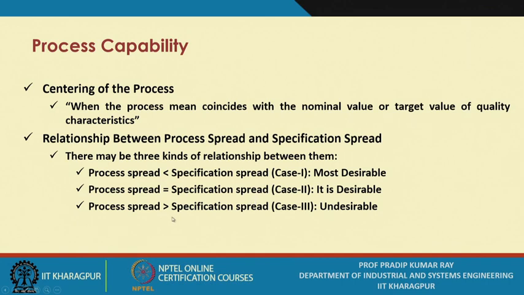But then again, you will arrive at the third condition, where you lose control on the sigma. That means the process spread is increasing, and ultimately you reach this undesirable condition, that is, the process spread becomes greater than the specification spread. That is case 3, it is most undesirable.